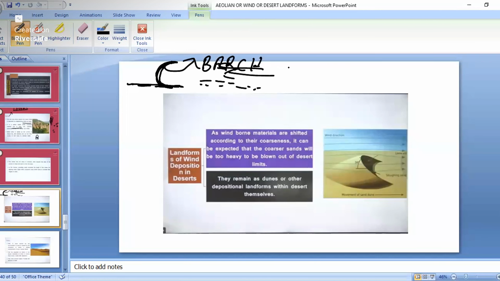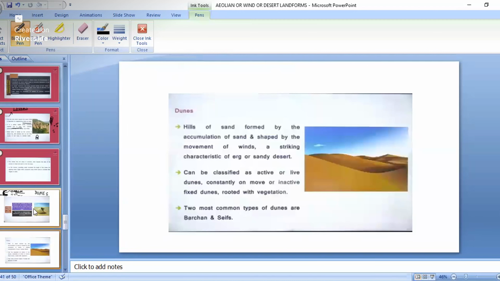Deposition of sand in the desert area is known as dunes. Even loess is also a dune only. When the shape is crescent, that crescent shape is known as the Barchan dunes. In dunes also we have different types of dunes: we have Barchan, we have seif. All those are different types of dunes.